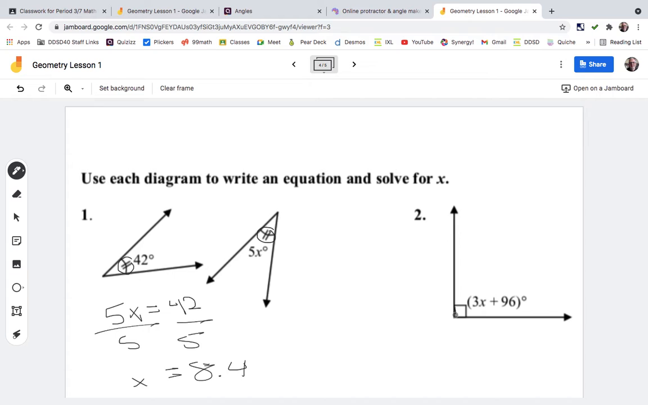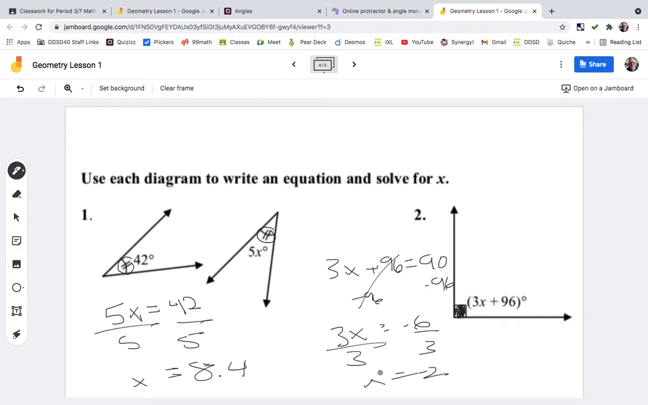This symbol right here, I'm filling this in, this little square thing, means it's squared off, which is 90 degrees. It means it's a right angle. So we could say 3x plus 96 equals 90. We're going to subtract 96 to make a 0 pair. 3x is equal to negative 6. Divide by 3, x is equal to negative 2. So x is equal to negative 2 on that one.